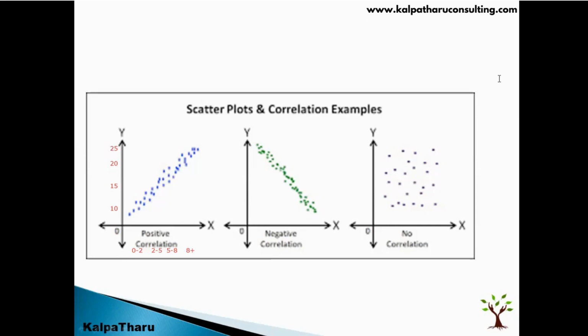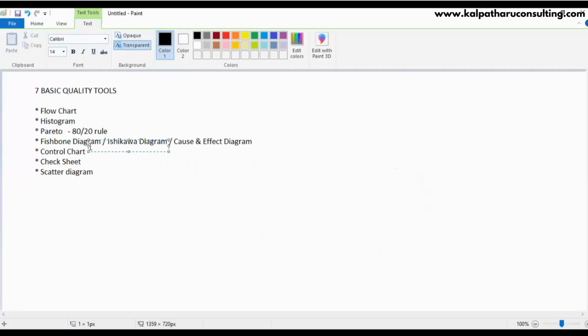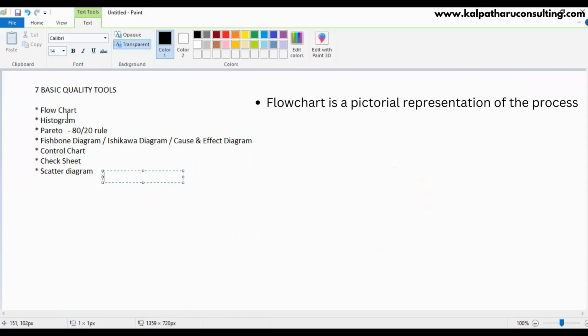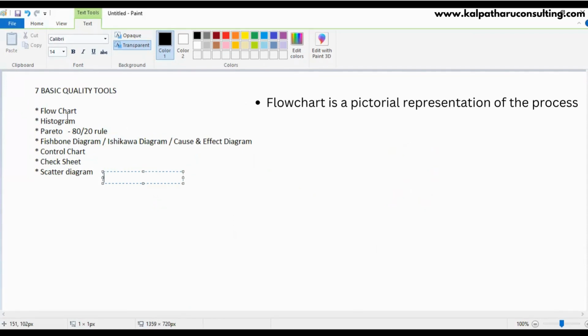Okay. So now if you see here, 7 basic quality tools. What are those? Flow chart, histogram, Pareto chart, fishbone diagram, control chart, check sheet, and scatter diagram. Here, flow chart is a pictorial representation of the process. What is the purpose of the tool? To identify any non-value add steps, and any process improvement, automations, and all those things can be identified.